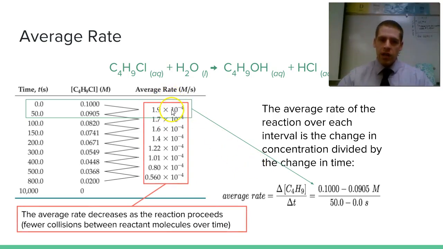Notice that the average rate is decreasing over time, right? The reaction is the fastest at the very beginning because our concentrations are the highest. As we lose our concentration of our reactants over time, the rate decreases more and more because we have fewer and fewer collisions that can happen with the right orientation and energy to create more product.